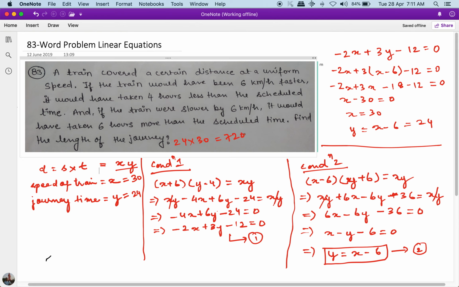And this, my friends, is the solution or the answer to the question, that the total length of the journey is 720 kilometers.